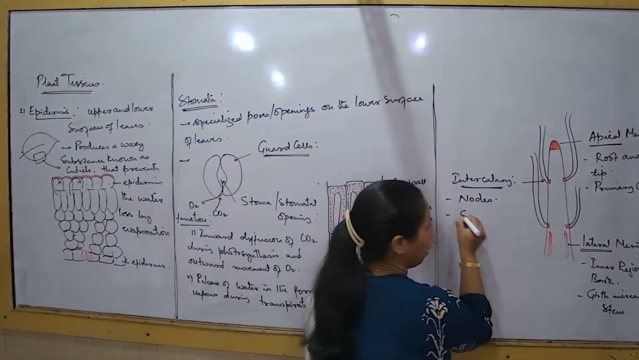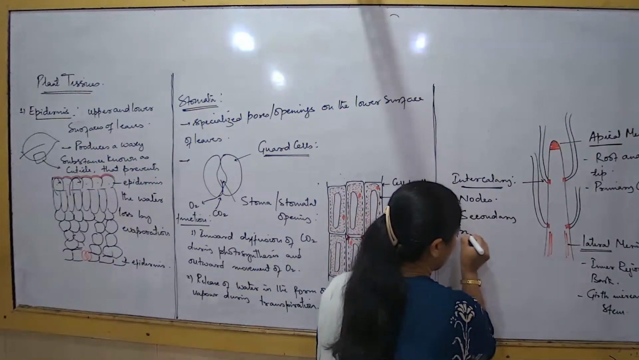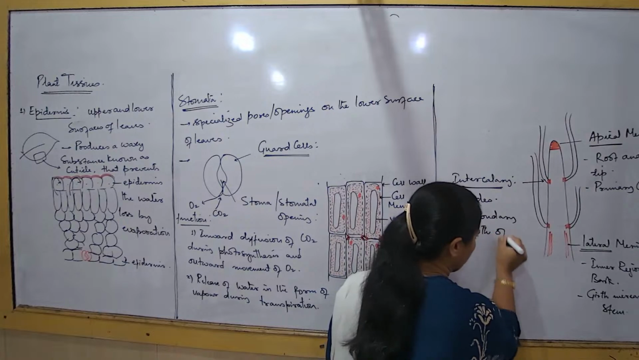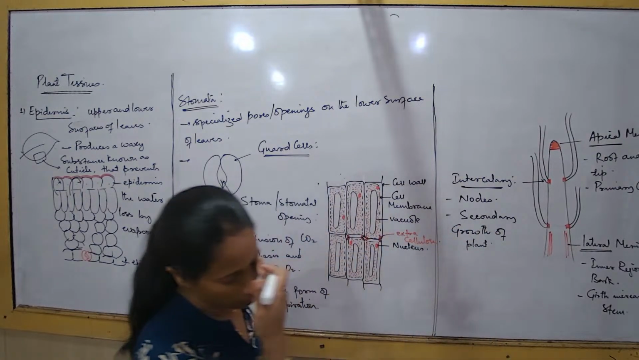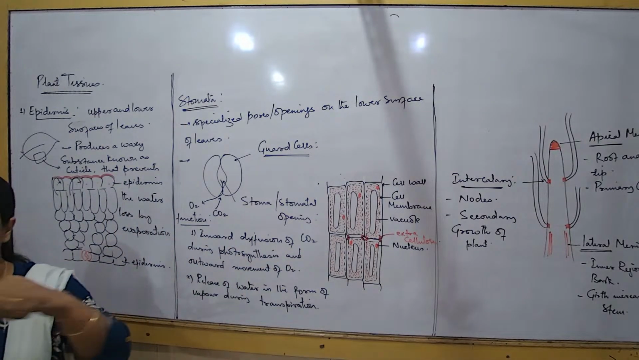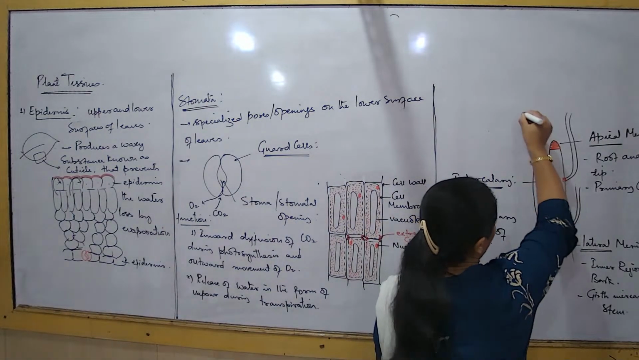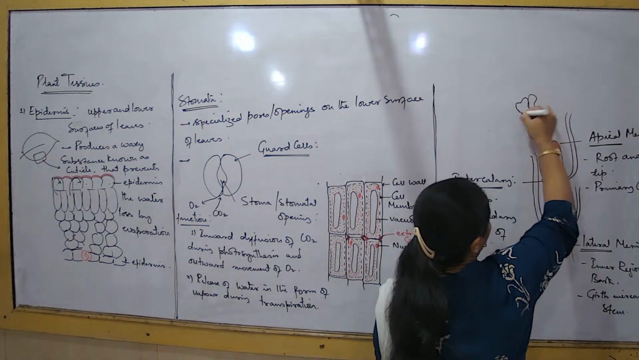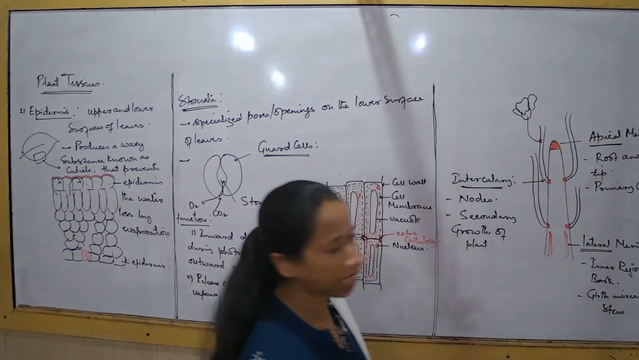What would they generally help in? Secondary growth of the plant. What is meant by secondary growth? Secondary growth means from a stem giving rise to branches, from a branch again giving rise to the flower. This is also secondary growth. Which type of tissues here? Intercalary.